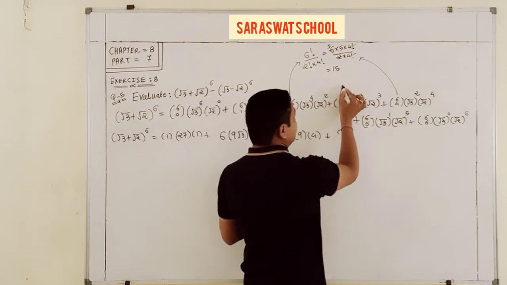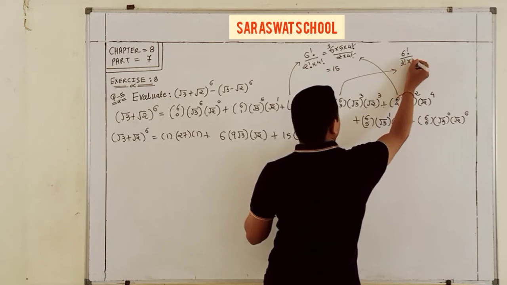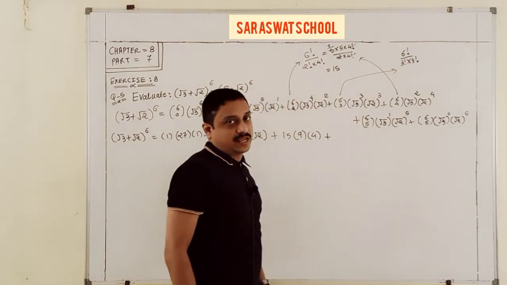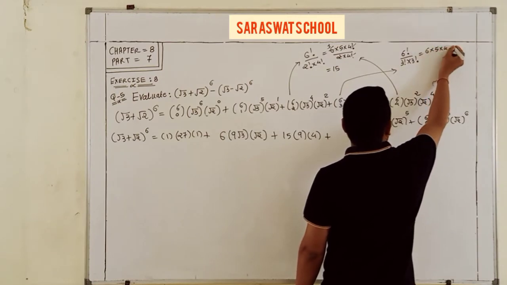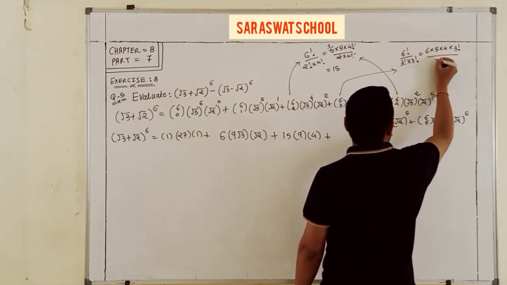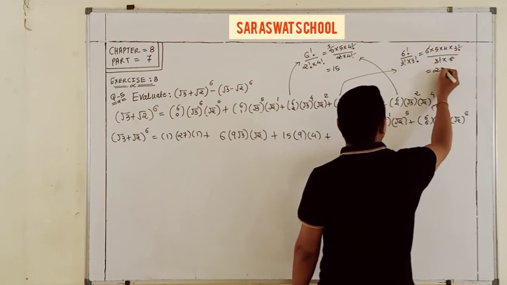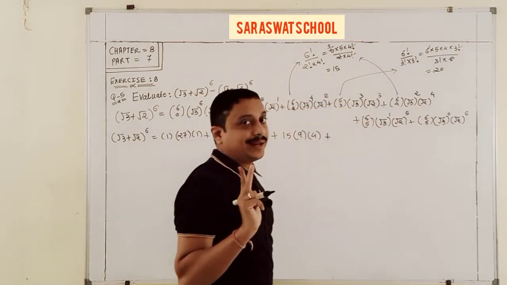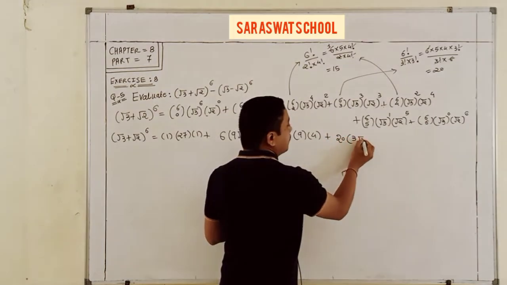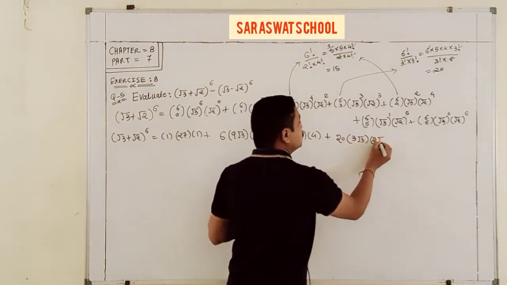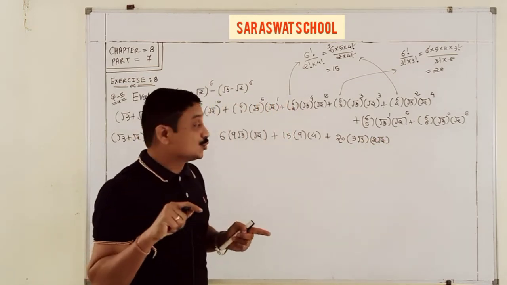6C3, I also calculate that: 6 factorial over 3 factorial and 3 factorial. So students, here 6, 5, 4, 3 factorial, that cancels and this cancels, it should be 20. So here I write 20. It is 3 root 3 and here 2 root 2: root 2 root 2 root 2, 3 times, means 2 root 2.